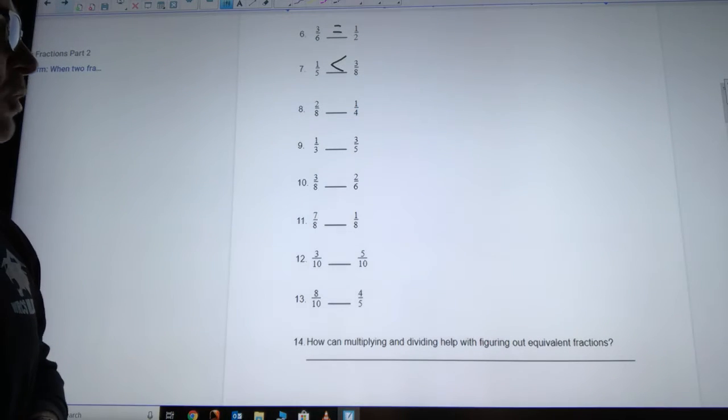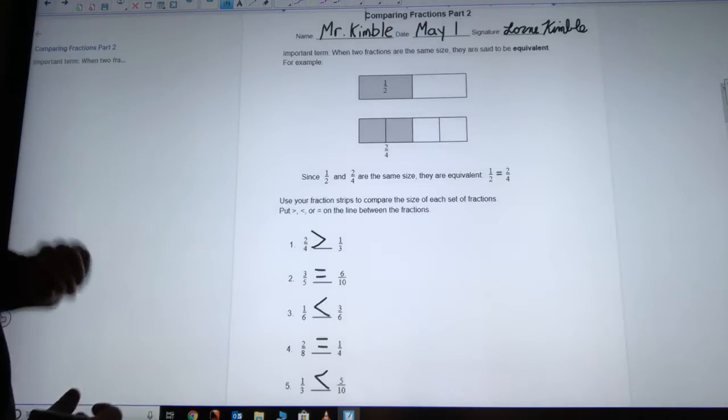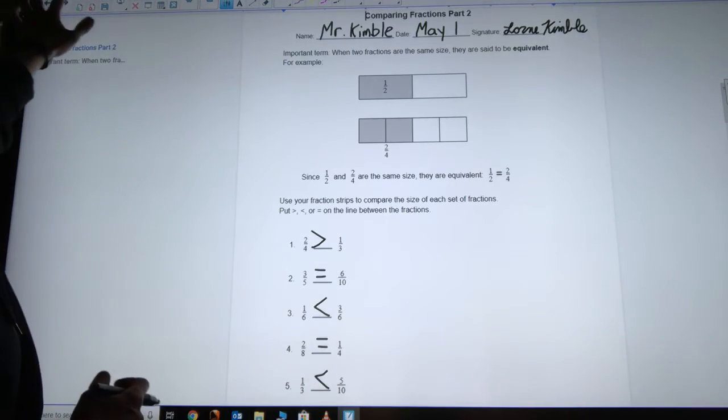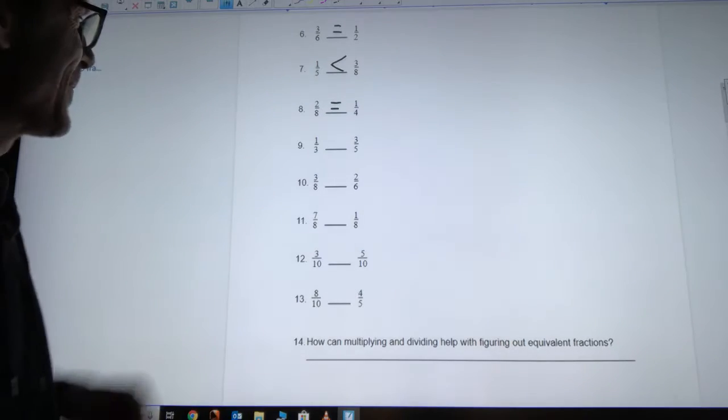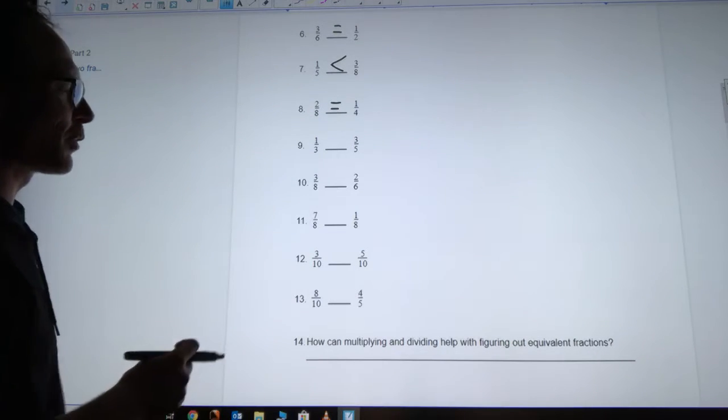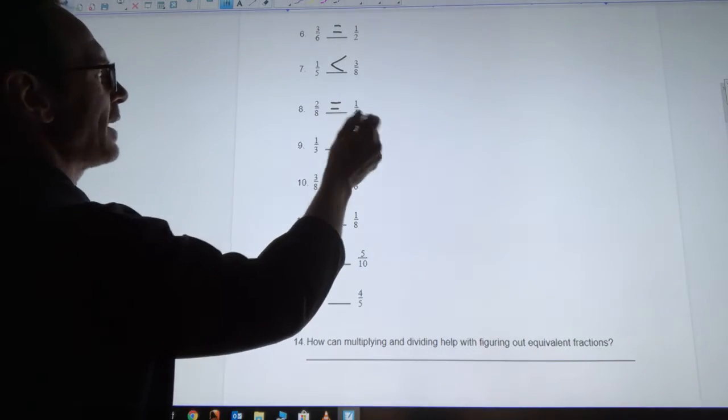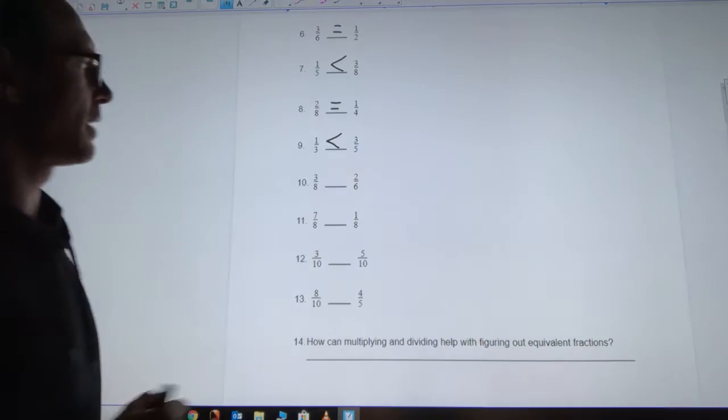2/8 and 1/4. Did I already have that one? Oh, look at that. We had that one on the other side of the page. I didn't even notice that. Should be an easy one then. It's equal. 1/3 and 3/5. Well, you'll see that 3/5 is actually greater than 1/3.